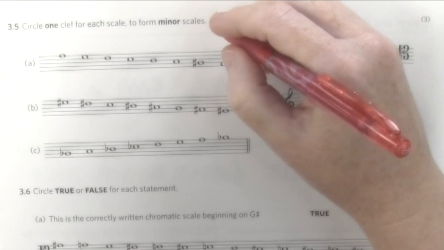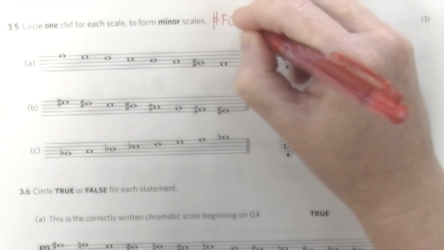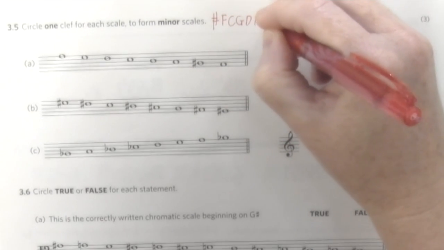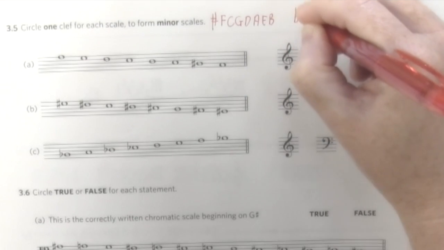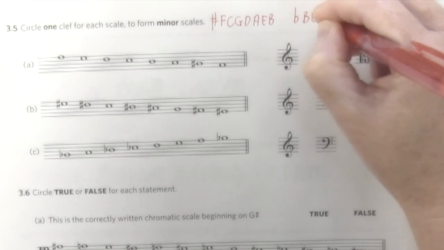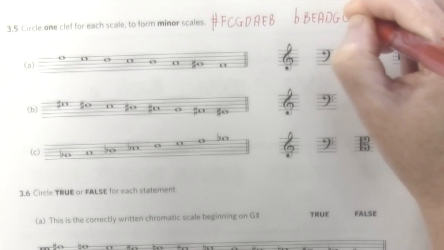the order of sharps and flats. Fa, do, sol, re, la, mi, si. And then the flats, si, mi, la, re, sol, do, fa.